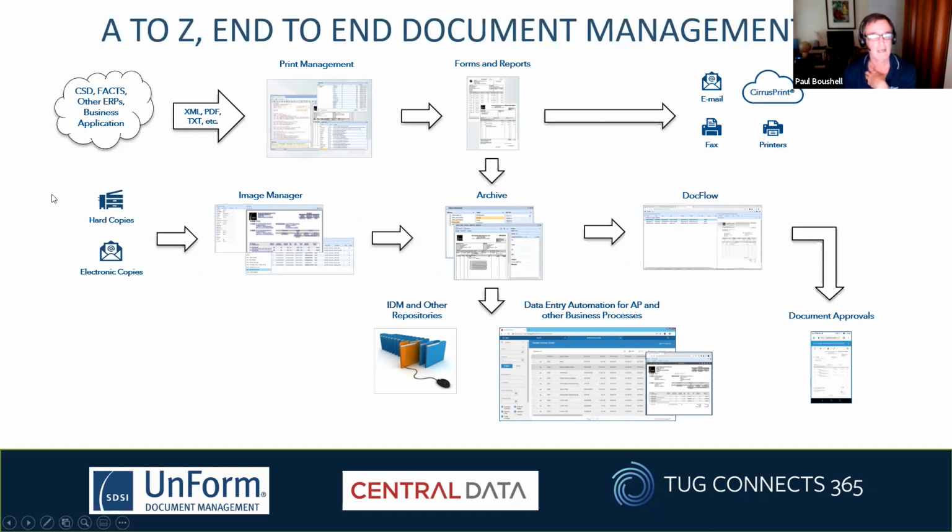But what we're going to focus on today is the stuff in here. We're going to look at Image Manager, the archive, and DocFlow. First I'm going to step you through some of their individual capabilities. And then after I get through that, I'm going to turn it over to Julie, and she's going to show you what happens when you combine these capabilities into a process to automate, in this example, accounts payable. So again, we're going to look at some of the different tools and capabilities, and then see what happens when you combine them all into a solution.